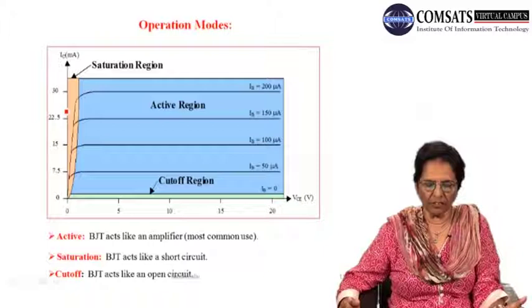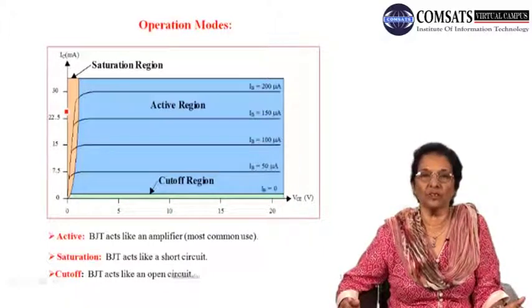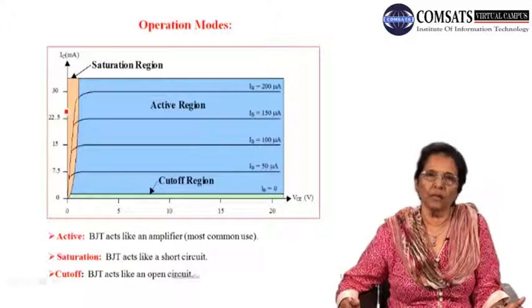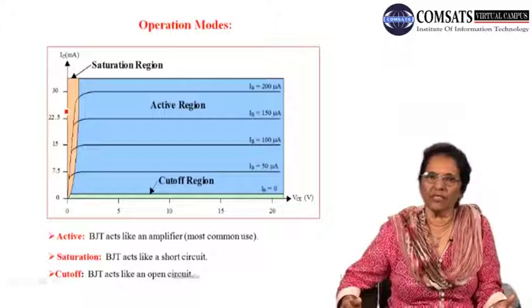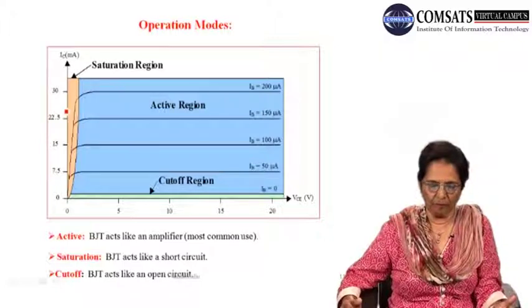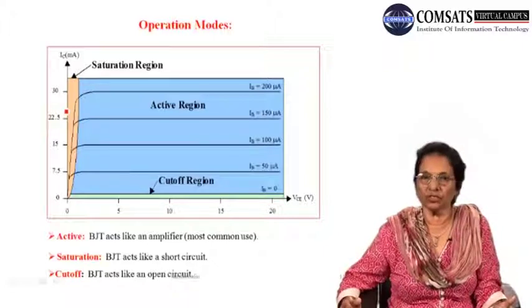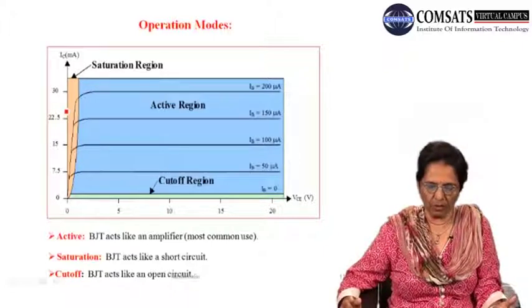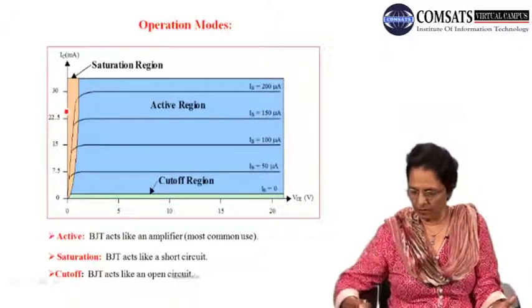So in short, active mode acts like an amplifier, which, as I just said, is the most common use of the transistor in fabricating amplifier circuits. And then we have saturation, where the transistor acts like a short circuit, and then we have the cutoff region where it acts like an open circuit and no current flows.